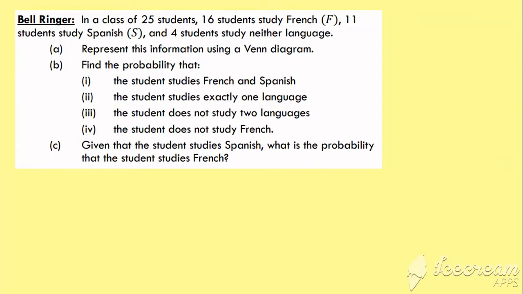You might need to know other formulas that we've taught. In a class of 25 students, 16 study French, 11 study Spanish, and 4 students don't study anything. Represent this information in a Venn diagram and work your way through the questions.